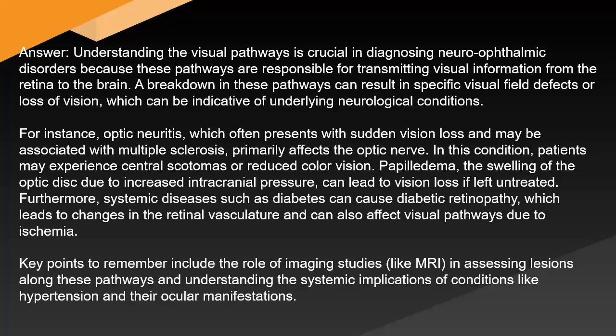from the retina to the brain. A breakdown in these pathways can result in specific visual field defects or loss of vision, which can be indicative of underlying neurological conditions. For instance, optic neuritis, which often presents with sudden vision loss and may be associated with multiple sclerosis, primarily affects the optic nerve.